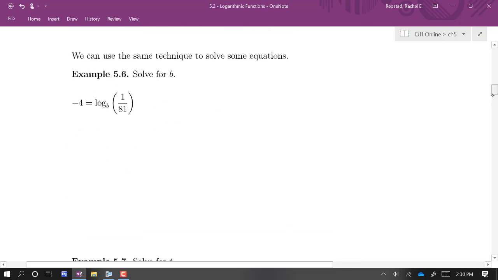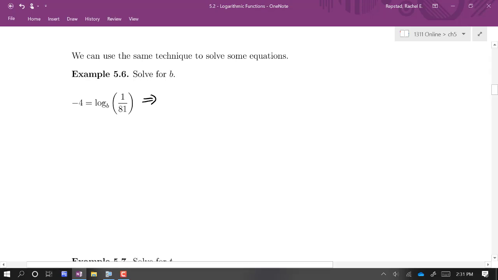All right, let's try another one. We could use a similar technique to solve a lot of different kinds of problems that just involve finding some missing piece of a logarithmic equation, or a missing piece of an exponential equation for that matter. Here we're going to solve for b, and we're going to start just by rewriting the log function in its sister form, the exponential form.